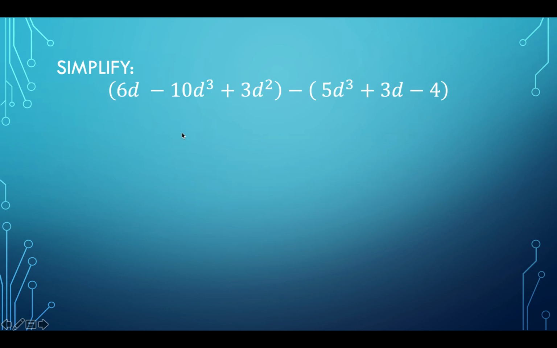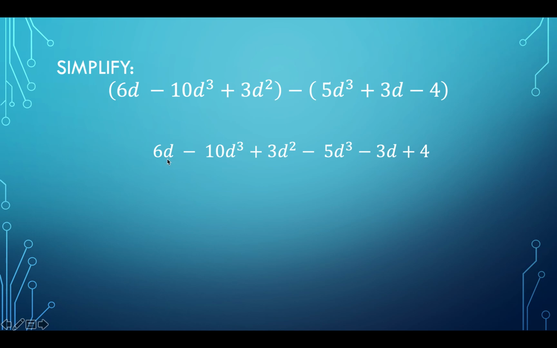Now let's simplify 6d minus 10d to the third plus 3d squared minus, in parentheses, 5d cubed plus 3d minus 4. Now what I've got to do here, since we're working with a negative sign, or since we're subtracting, is distribute the subtraction sign to each and every term inside that second set of parentheses. So I'm changing the signs of each of these terms.